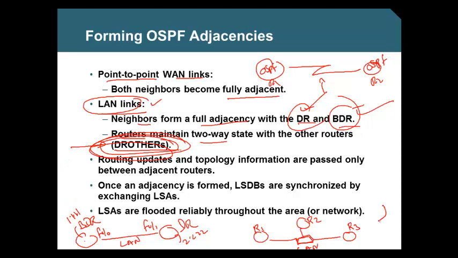Whereas in this topology, let's say this is 1.1.1.1, 2.2.2.2, and this is 3.3.3.3. This router will say I am designated router. This will say I am backup designated router. And this will say I am designated router other.